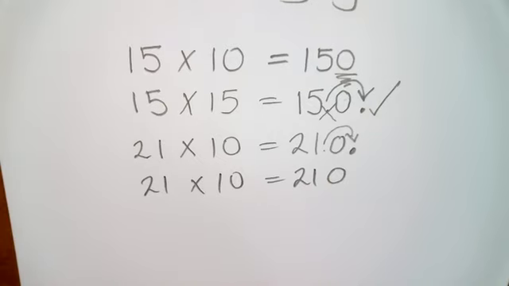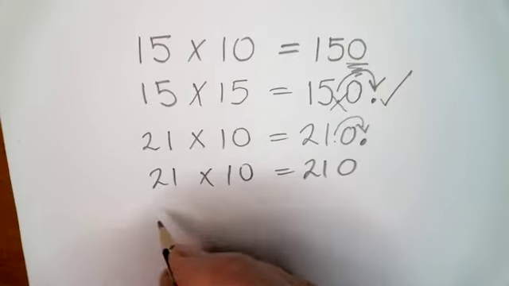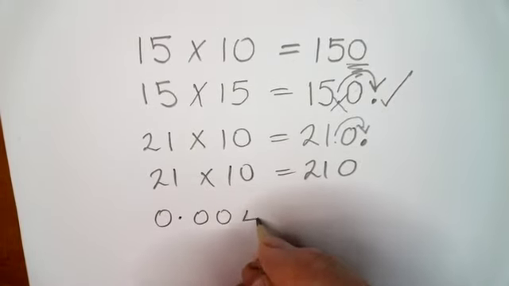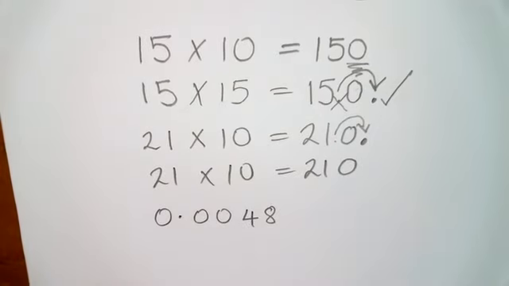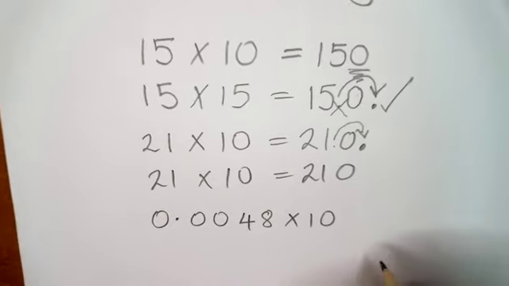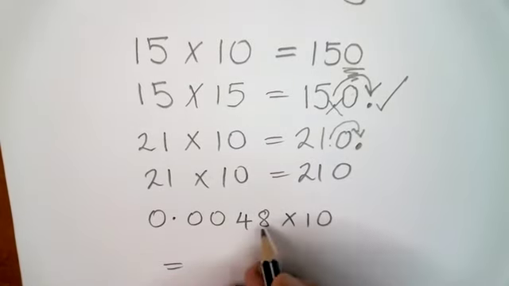All right, let's take a look at a slightly different example. Let's make it a decimal example. This is where adding a 0 to the end just doesn't work so well, but moving the decimal place does work. So let's say we had 0.0048. If we multiply that by 10, I'm going to write out the thing I'm multiplying again.